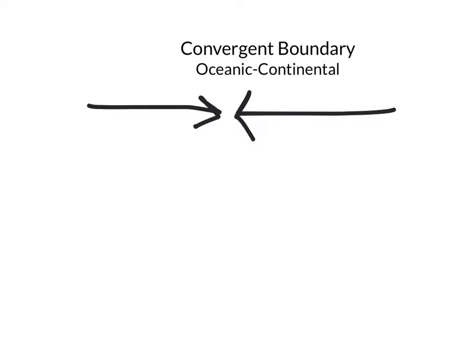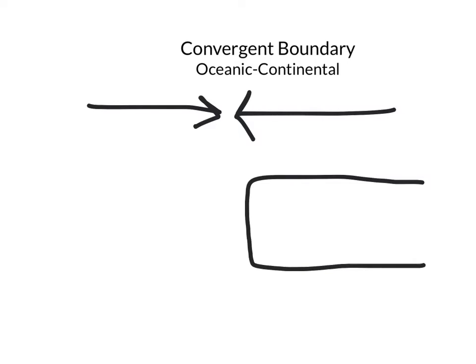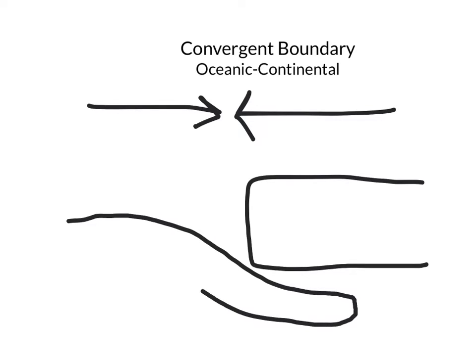So the first one we're going to look at is oceanic and continental. So keep in mind that our continental crust is thicker than our oceanic crust. However, it's less dense. So whenever the two meet, because the oceanic crust is more dense, it is more likely to actually bend and get pulled underneath your lighter, thicker continental crust.